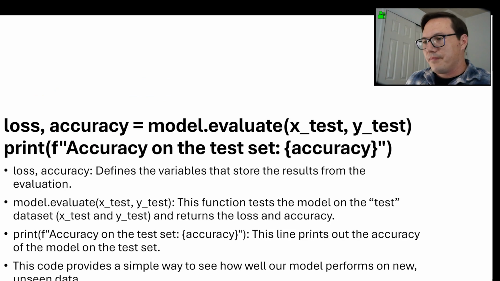Now we'll hit Shift Enter, and we'll go down to a new cell. In this next cell, we're going to do this: loss, accuracy equals model.evaluate(x_test, y_test). And what we're doing here, loss, accuracy defines the variables that store the results from the evaluation. So all of that processing that went on above it is going to get stored into this accuracy based on loss. We make that loss accuracy variable equivalent to the model evaluation. Again, all that processing that was done higher. So that function is going to test the model on the test data set, the x_test and y_test, and return the loss and accuracy.